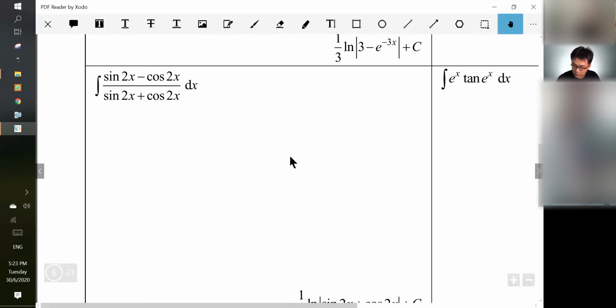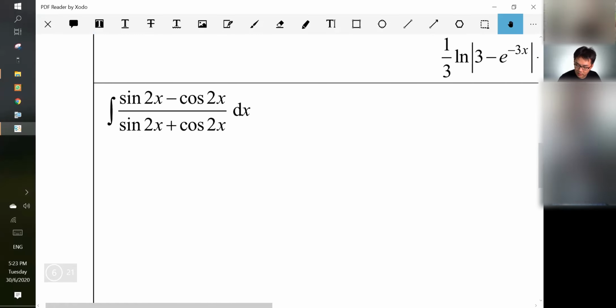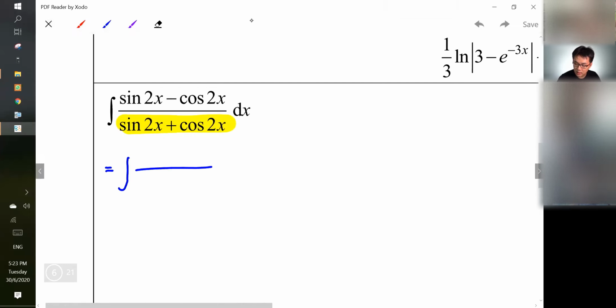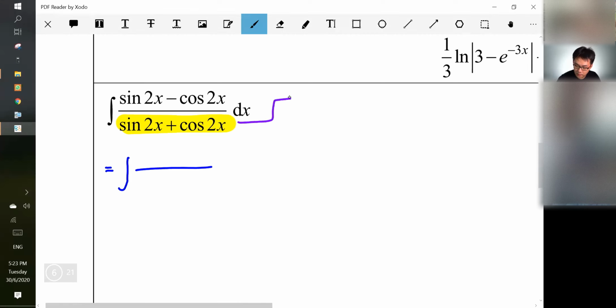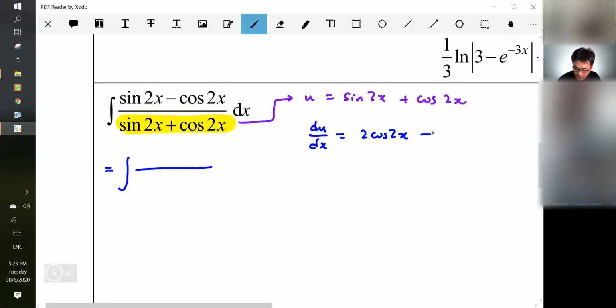Okay, so what you need to do is this one here. What we are aiming for is, let this be u. This one is u. Okay, this should be your u. So u is sine 2x plus cosine 2x. Okay, so just try. This is du/dx, which will just be 2 cosine 2x minus 2 sine 2x.